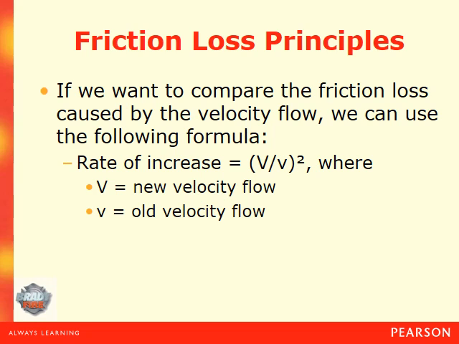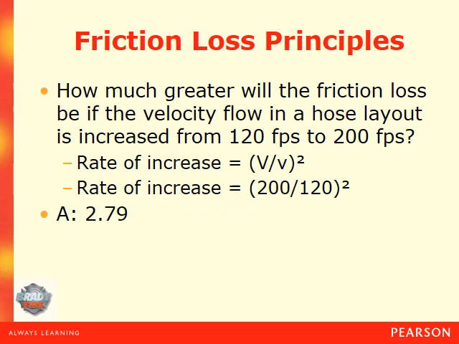If we want to compare the friction loss caused by the velocity flow, we can use the following formula. Rate of increase equals big V divided by little v, squared, where big V equals new velocity flow and little v equals old velocity flow. So the formula will look like this. The rate of increase equals big V divided by little v, squared.